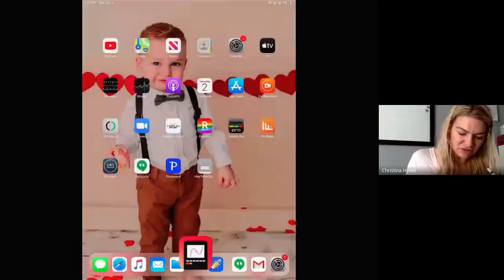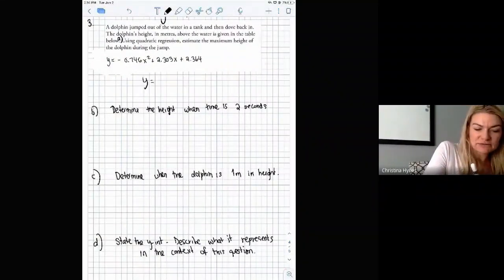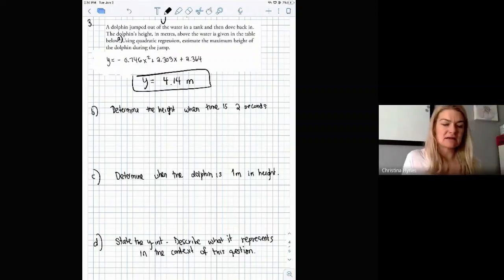So then you would write the maximum height is the y coordinate, where y is 4.14, and then include the units, which is in meters. So this is the height of the dolphin above the water.